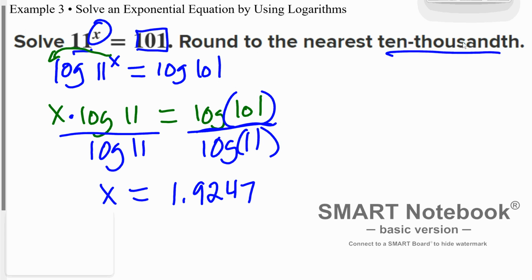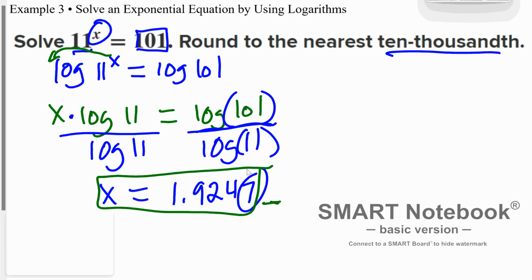It says round to the nearest 10,000th, so that's the 10,000th spot. So I look at the next number; if it's 5 or more, then I raise that. If it's lower than 5, then I leave it. But there you go. On the next video, I'll do some steps for you.